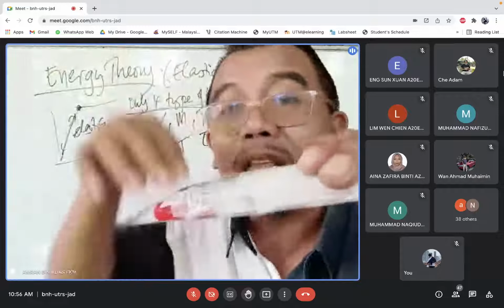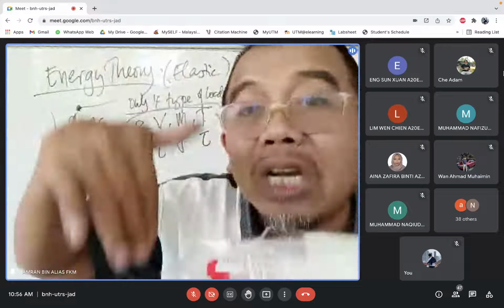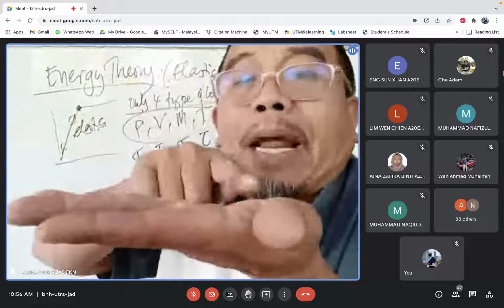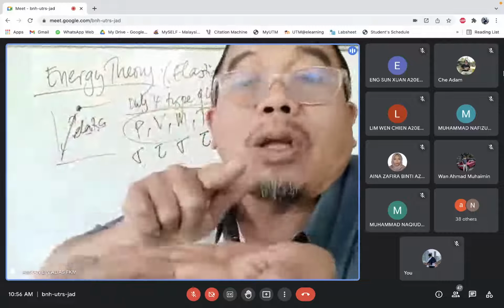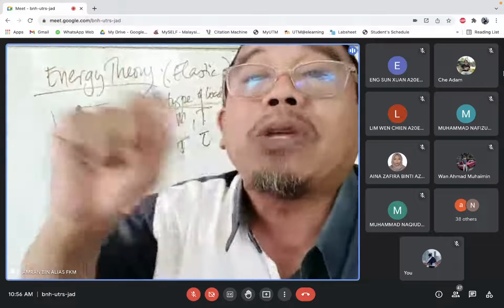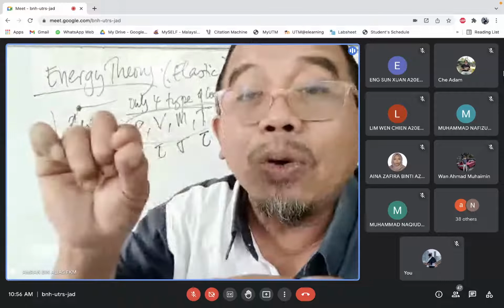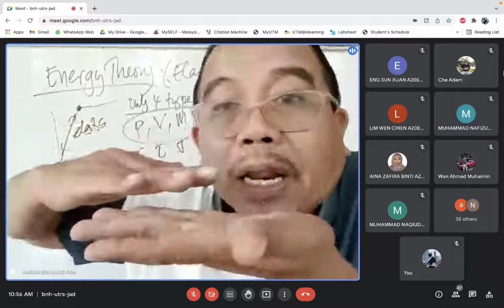Shear loading is bent like that, so moment is another case. So shear also has energy. If you don't believe me, pick a rubber, not a rubber band, your pemadam, your white rubber, the getah pemadam, the small one, and then you push like that.